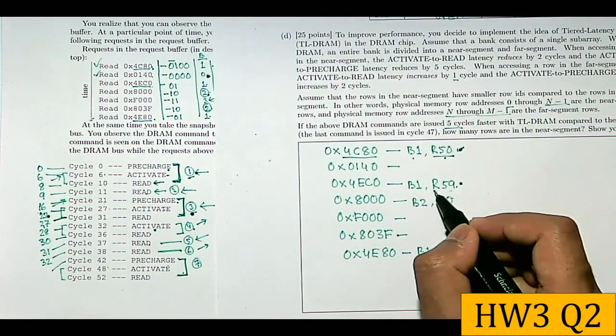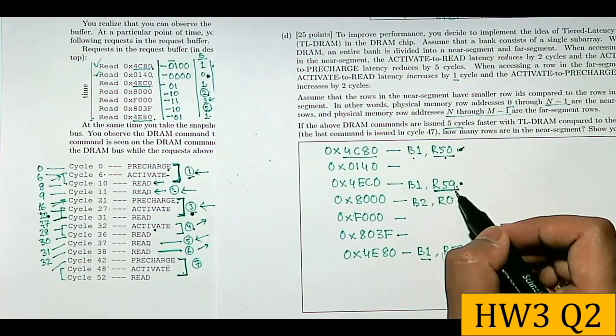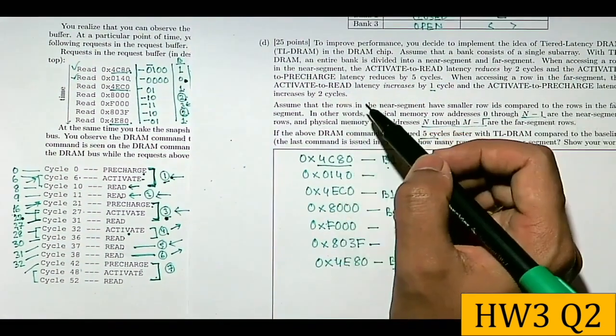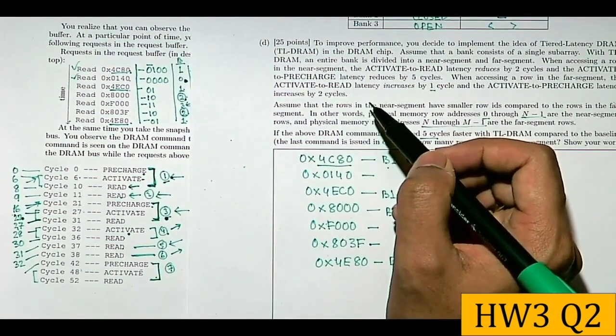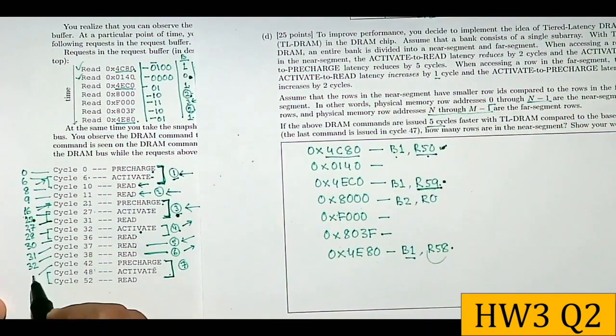So now we have considered that row 59 was in a fast segment, so activate to pre-charge latency will get increased by 2 cycles. Which was 15 cycles, now it will become 17 cycles. Does it make sense? Right. So then we are simply charging 17 cycles for this. So that comes to 49. Am I right? Oh, sorry. Yeah, I think so.